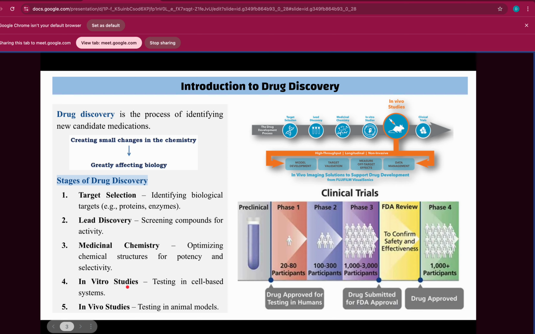Then we will perform in vitro studies. This is the fourth step, in which we perform lab experiments to test whether this drug is effective or not. Generally we test it on cell-based systems. Then come in vivo studies, in which we test it on animal models. There are different stages in which we check whether the drug we have selected has certain side effects. This comes under the various clinical trial stages.